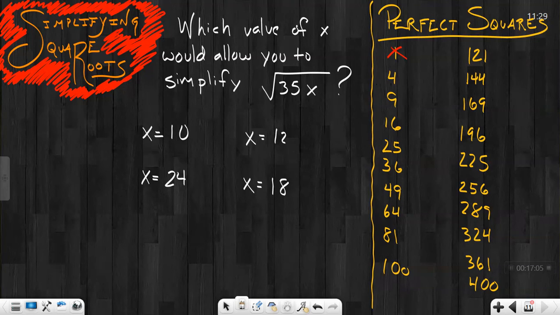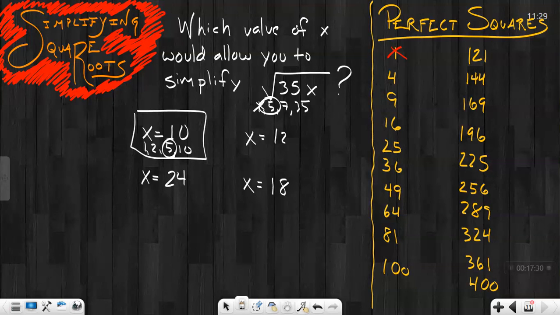What value of x would allow you to simplify the square root of 35x? Well, again, let's look at the factors. 1, 5, 7, and 35 go into 35. I'm not going to really consider 1 here. Of all the values down here, what one has a common factor with that? Well, looking at the very first one, 5 goes into 10 because our factors are 1, 2, 5, and 10. So 5 is a common factor. So if x is 10, we would be allowed to simplify that.